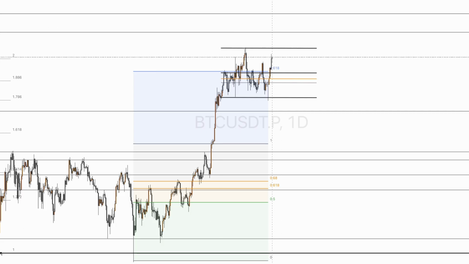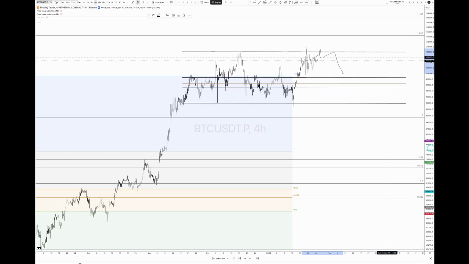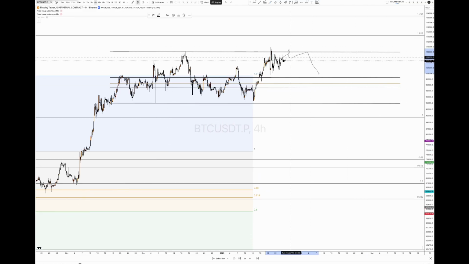So what we're looking for is a tap and then pull back with the SFP. This is on the daily. And there you go. So it's taking out the liquidity, pulled back. If we were to go onto the 4-hour, it's probably better now. We've got a range. That was a good rejection.